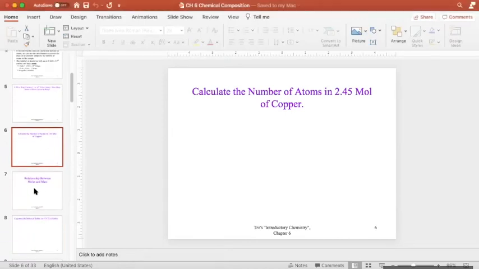So these are the two problems that we discussed. You can solve as many problems as you like for practice, from your textbook or from the worksheet that I provided to you.